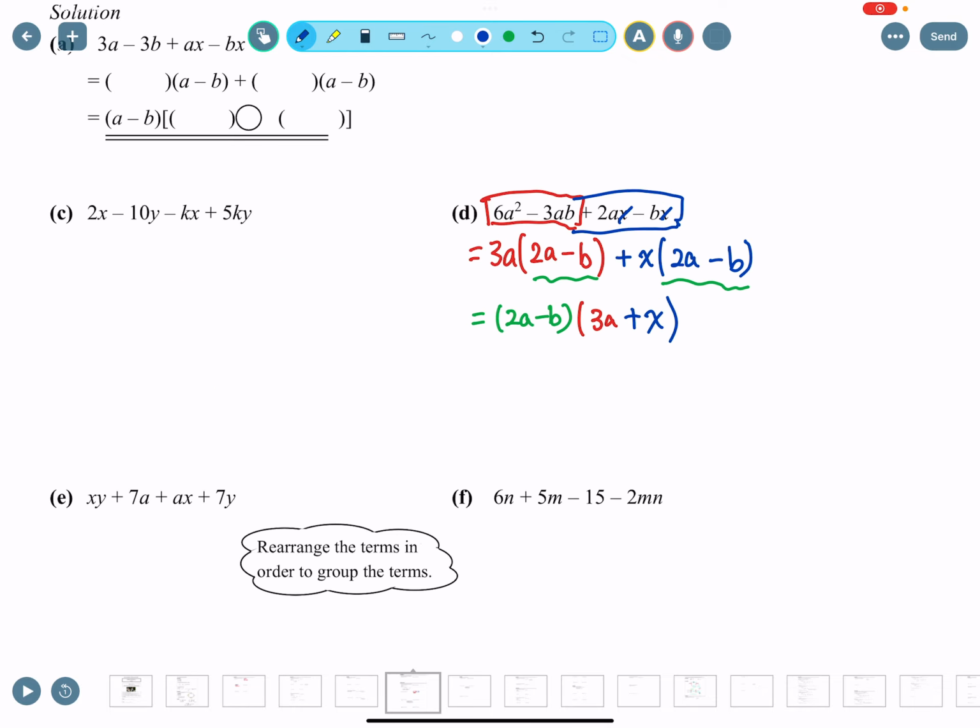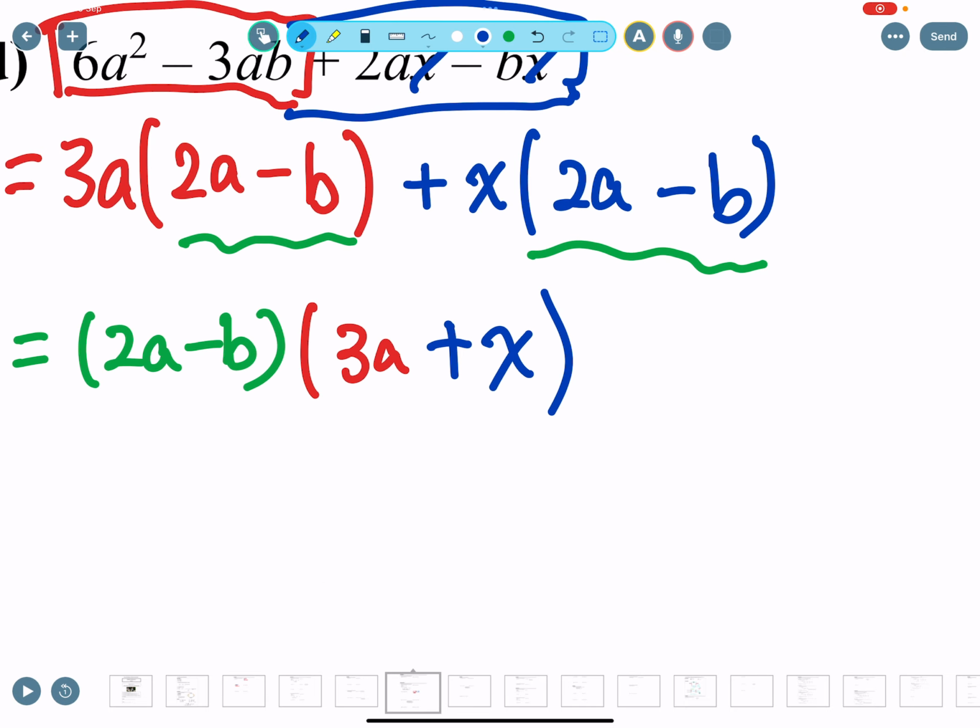You want them to be in brackets as much as possible. That's the meaning of factorization. It's the opposite of rainbow method. So again, if you want to go the opposite way, like the rainbow method, then you can open this up. It will turn out to be the question.